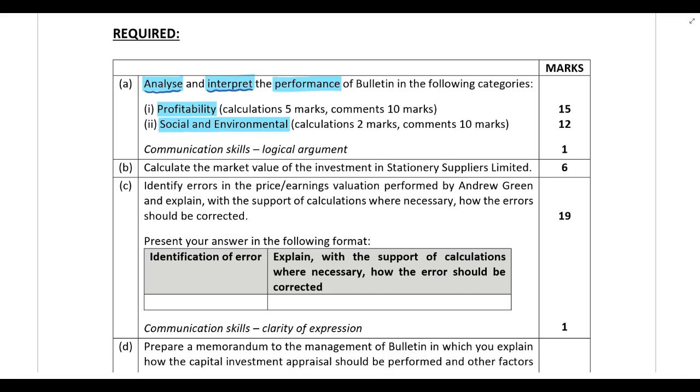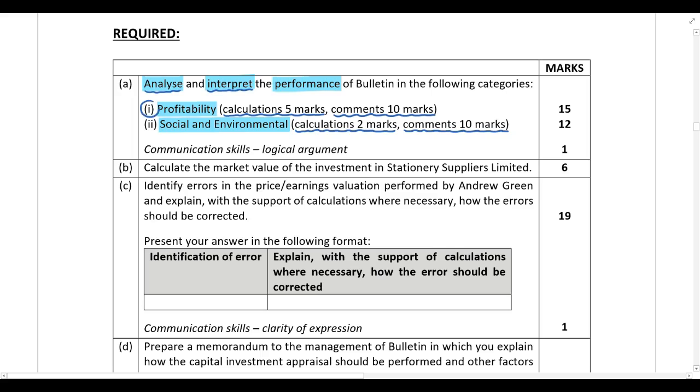Now, you can see I have clearly indicated how many marks are available for everything. So for the profitability ratios, there are 5 marks available for calculations and 10 marks available for the commentary. And for social and environmental, there are 2 marks available for calculations and 10 marks available for commentary. Then there's 1 mark for communication skills, and that is awarded for logical arguments.